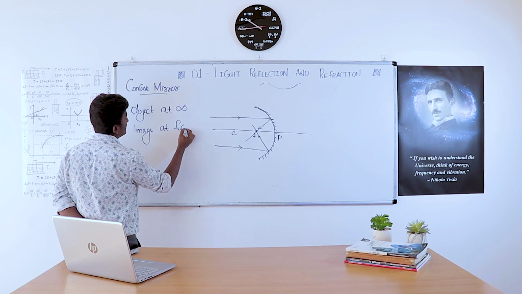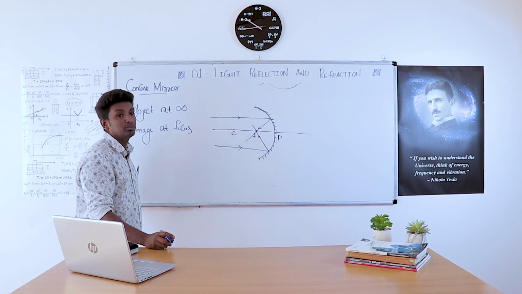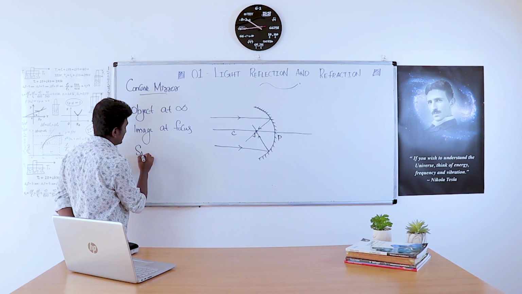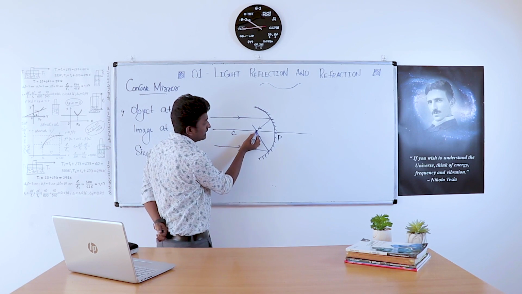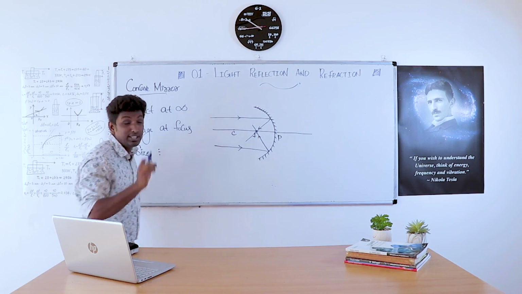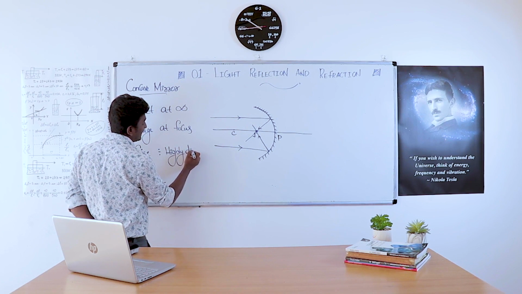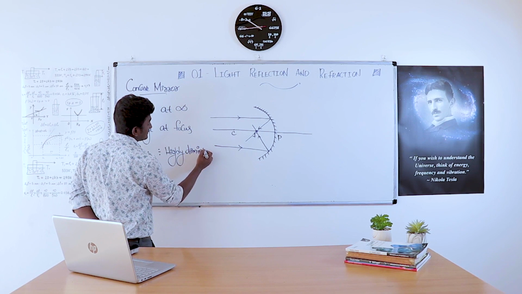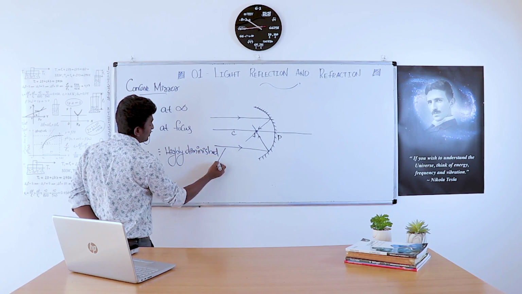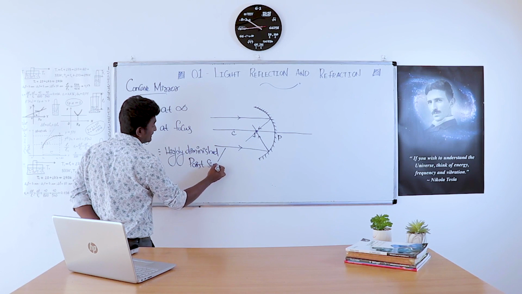Image at focus. So what is the first case? If the object is at infinity, then the image is formed at focus. Then what is the size of the image? You know that, look here. The size of the image is very, very small. So we can say that size of the image is highly diminished or point sized.